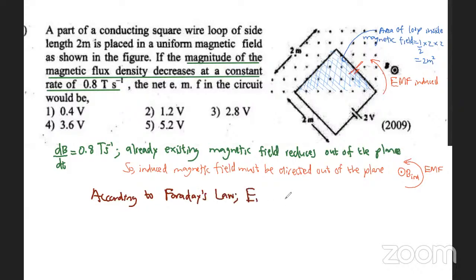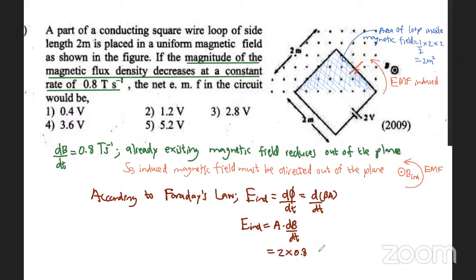we know the induced EMF is given by d phi by dt. This time we can write phi as B times A, and A is constant, so A comes out. So the induced EMF can be written as A times dB over dt. Now we found A on the top right corner. That is 2, not 4. dB over dt is given in the question, 0.8.